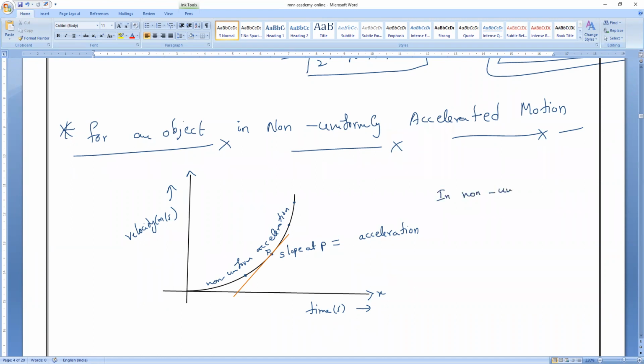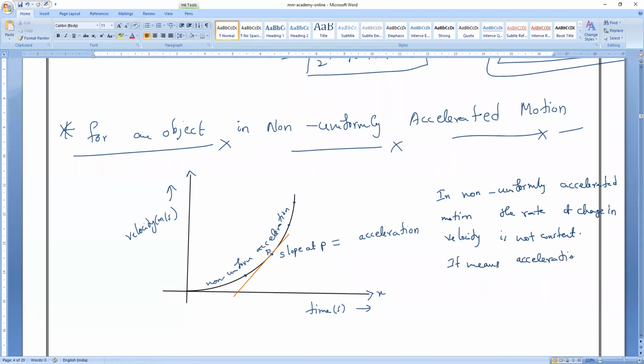In non-uniformly accelerated motion, the rate of change of velocity is not constant. So acceleration is constant or not constant? It means acceleration is not constant. Did all of you understand?